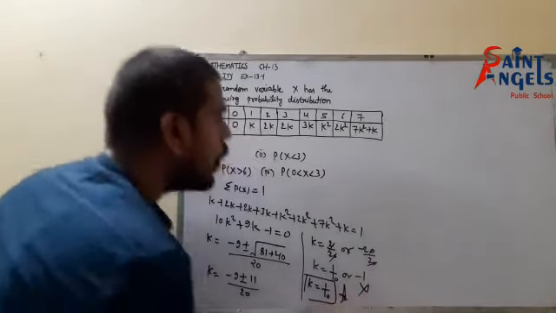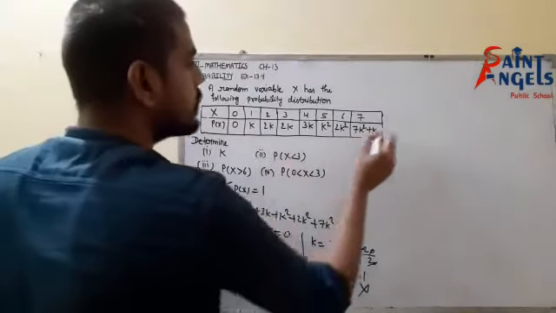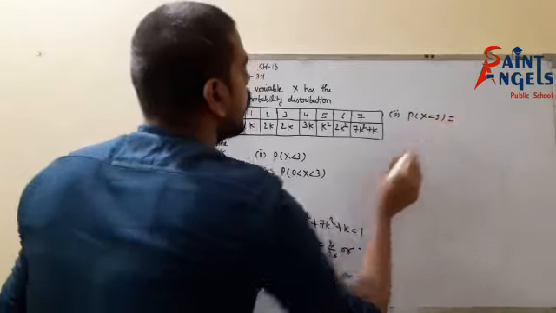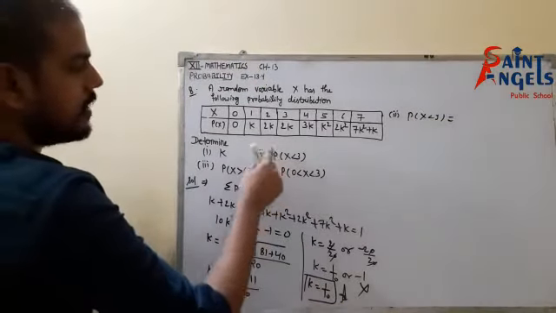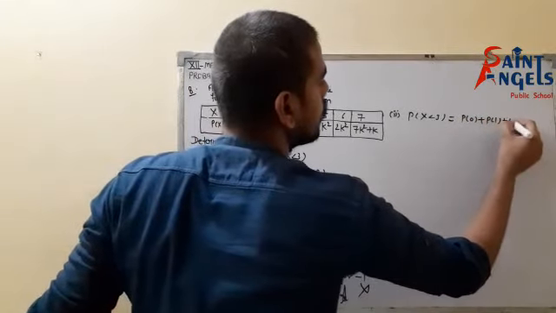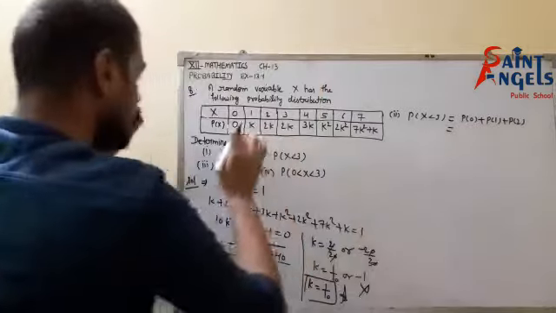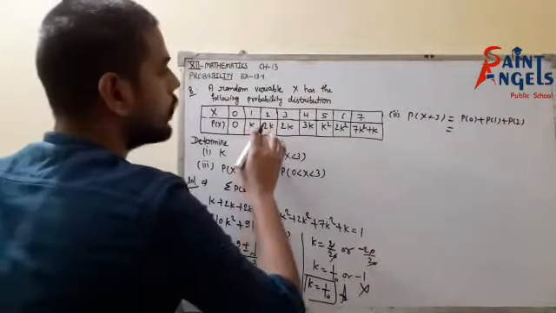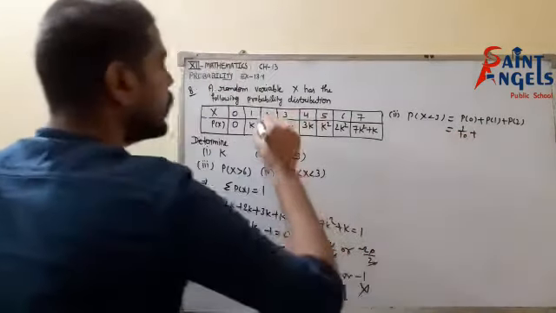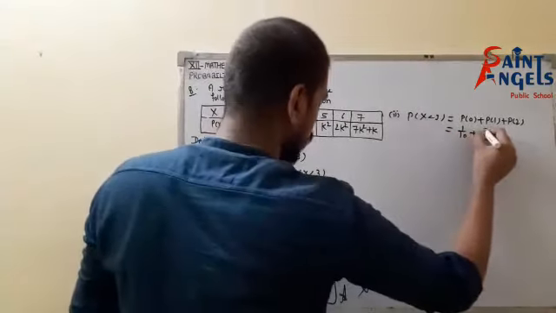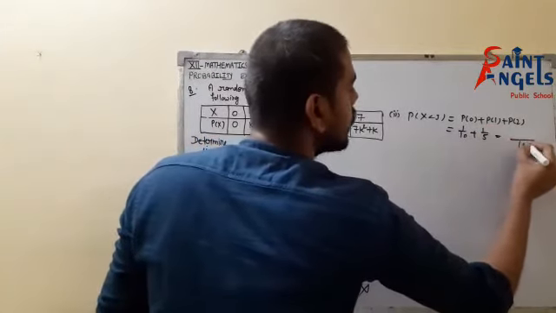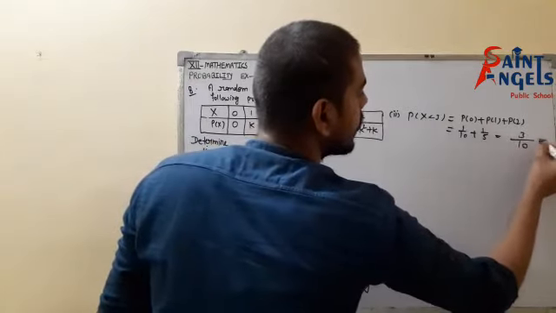Now what do we have to find? Second question, probability of x less than 3. It means probability of 0 plus probability of 1 plus probability of 2. Now we have all the values. P0 is 0, just leave it out. P1 is k, and the value of k is 1 by 10, plus P2, that is 2k. It means 2 upon 10, which is 1 upon 5. So that would be 1 by 10 plus 2 by 10, which is 3 by 10. Answer.